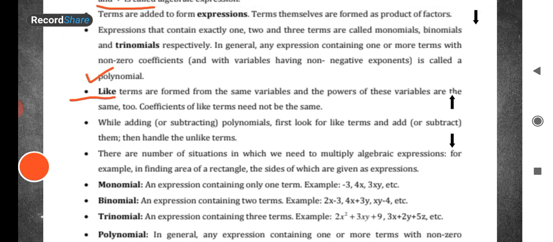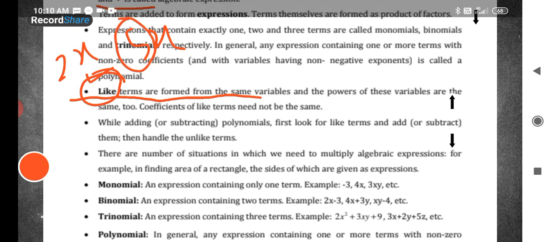Now like terms are formed from the same variable. So what is called a like term? There should be the same variable. Variable means x, y, z, isn't it? Suppose 2x, 5x. Now their variables are the same, x and x, isn't it? Then this type of expression is called like terms. Like term means the constant can be different. Their constant value can be different, but their variables should be equal.